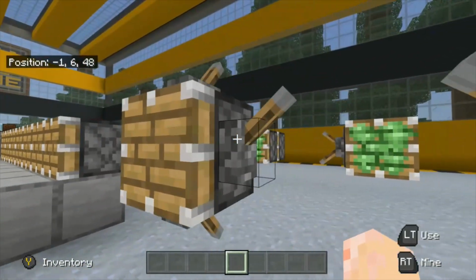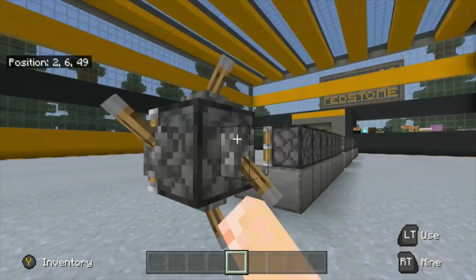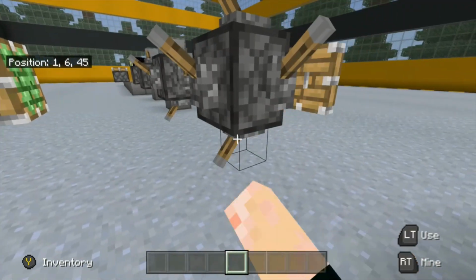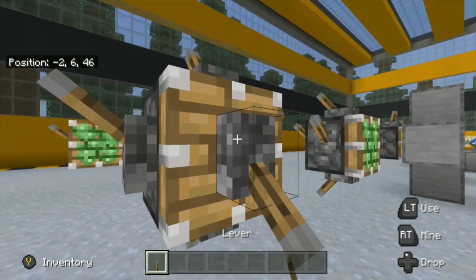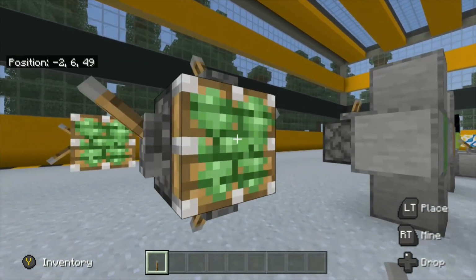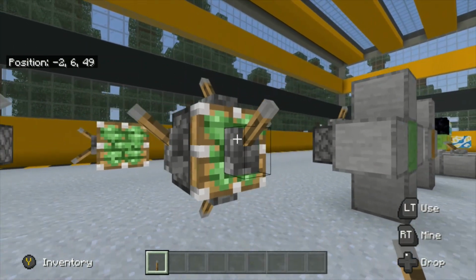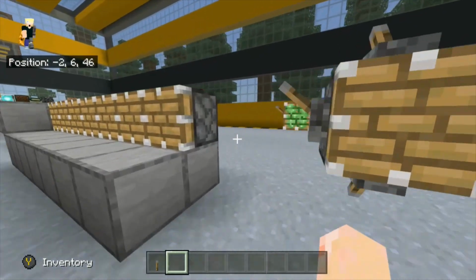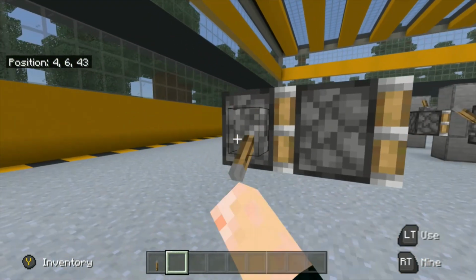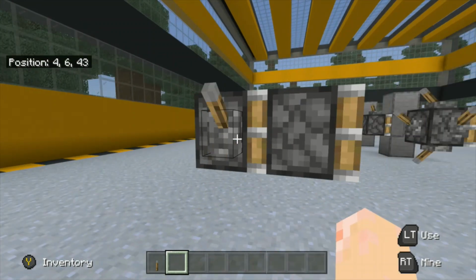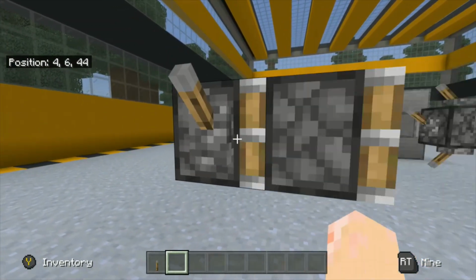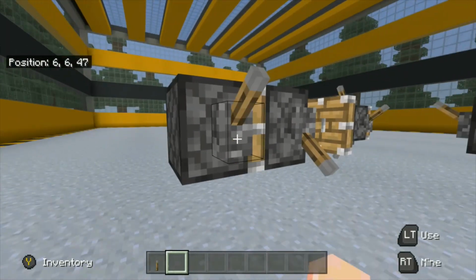Now you can power a piston on any of its sides of its base, so all of the stone parts can't be powered. However, if we take a lever right here and power the face, it doesn't do anything. So this is also true of sticky pistons as well. So you can actually push and pull pistons with sticky pistons like this.